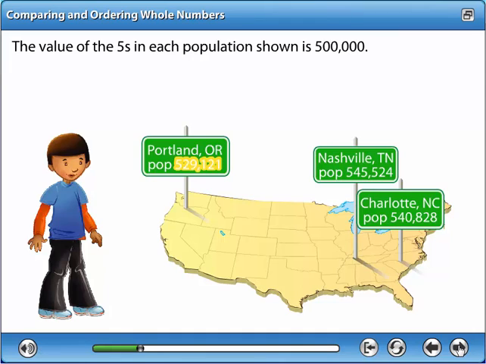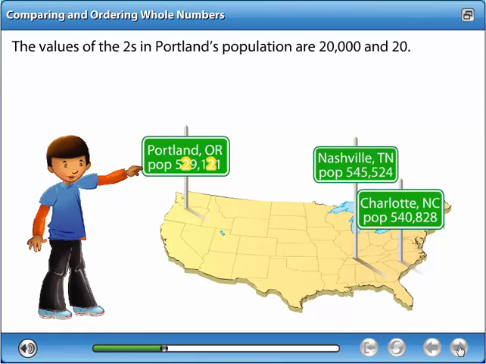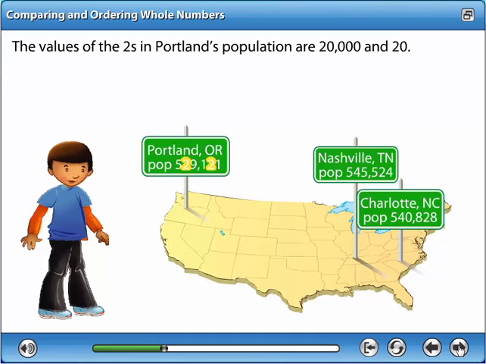529,121, Portland, Oregon. 545,524, Nashville, Tennessee. 540,828, Charlotte, North Carolina. What are the values of the twos in Portland's population? The values of the twos in Portland's population are 20,000 and 20.